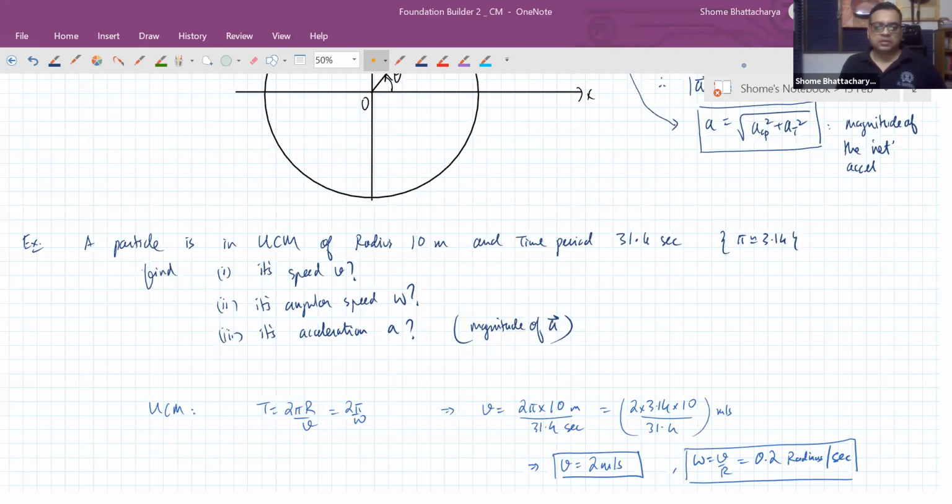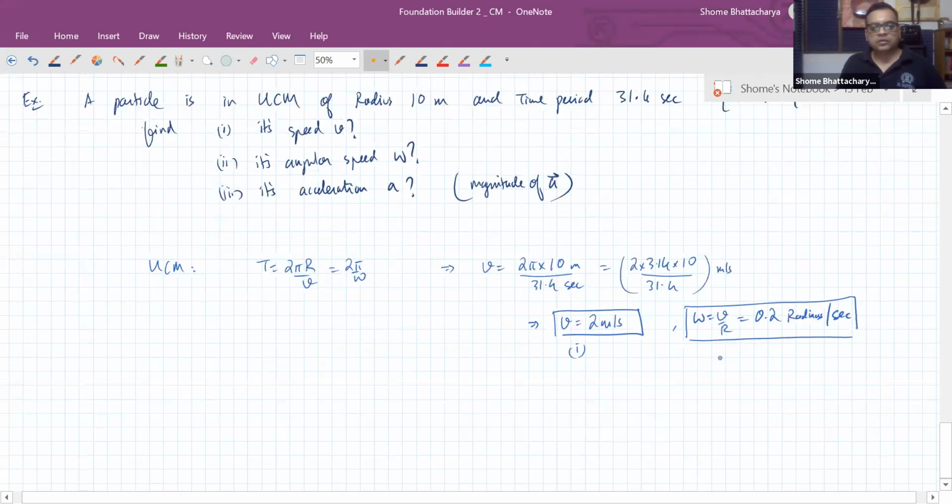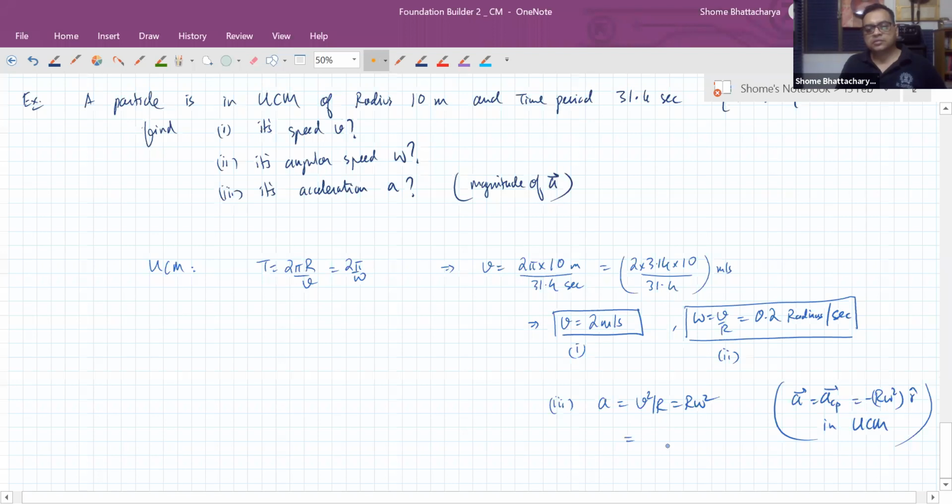Now, second thing, third thing, what we have to find out is the magnitude of the acceleration. So, in uniform circular motion, the acceleration is v square by r, or r omega square. This uses the property of uniform circular motion. Okay.